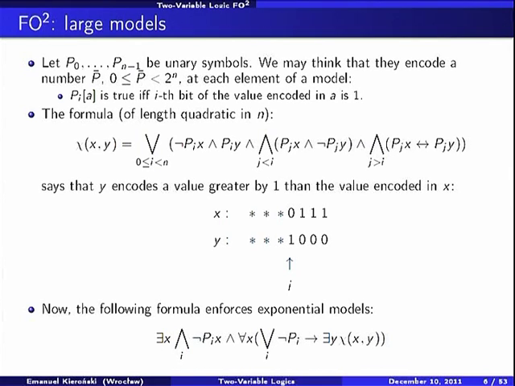So, of course, having such a formula, we now can easily say that a model contains all the numbers from zero up to 2^n minus one, by saying that there exists an element encoding zero, and for each element there is an element encoding a number greater by one. Okay.